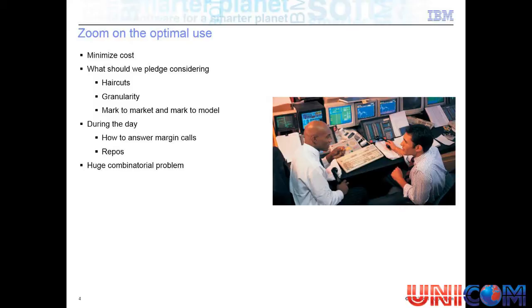For each transaction, the bank, on OTC, over the counter, has to provide enough collateral to guarantee the transaction. So the overall optimization model is to minimize cost, and the decision variables are what we should pledge, considering haircuts, granularity, and mark-to-market and mark-to-model. So this is according to the value of the stocks during the day and the value in the model of the bank. During the day, when the prices change, they have to answer the question of how to answer margin calls: pledge more or get some collateral back, or the other way, use repos and so on. And in a nutshell, it gives a huge combinatorial problem where Cplex shows its strength.